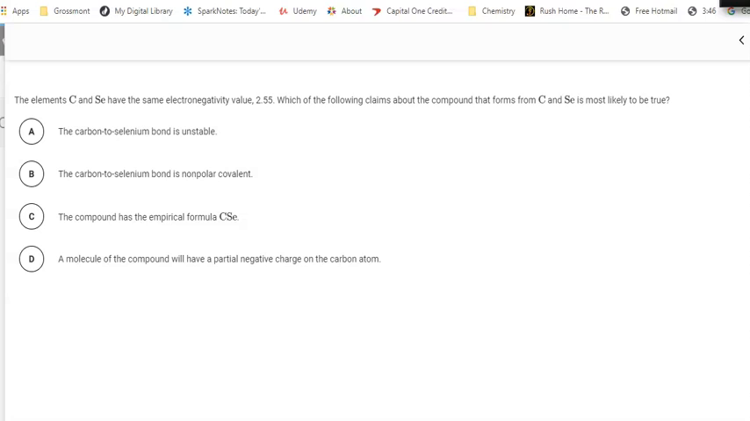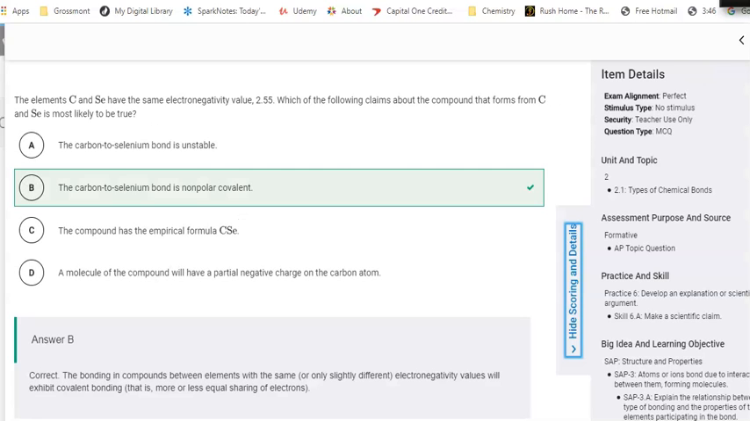And the molecule of the compound will have a partial negative charge on the carbon. It shouldn't. If they have the same electronegativity, the electrons are evenly distributed. So no, that would be a nonpolar molecule. That would be a polar molecule. Excuse me. D would be polar. So we think the answer is B. And let's try that. And yes, it is. The answer is B.